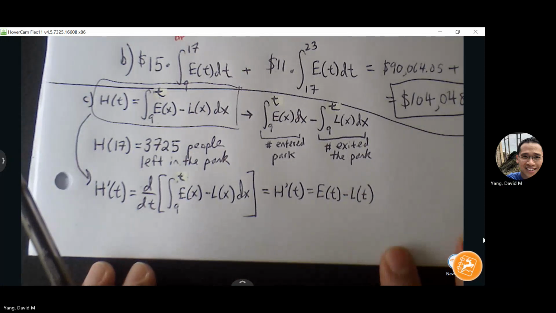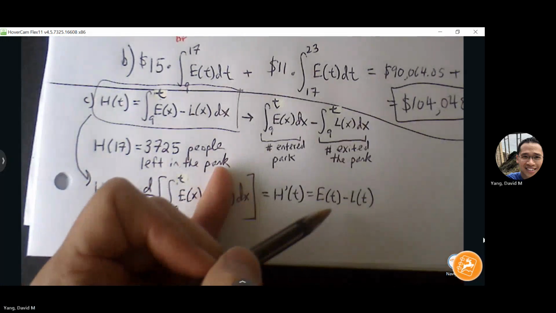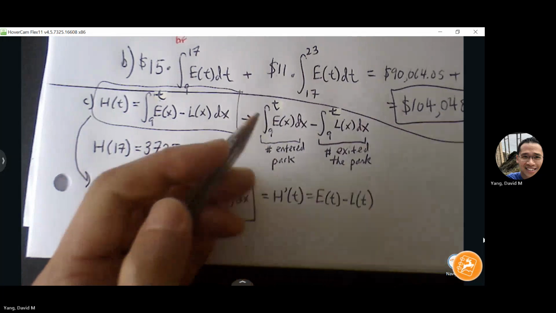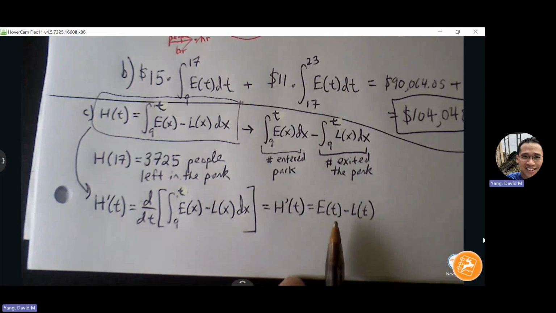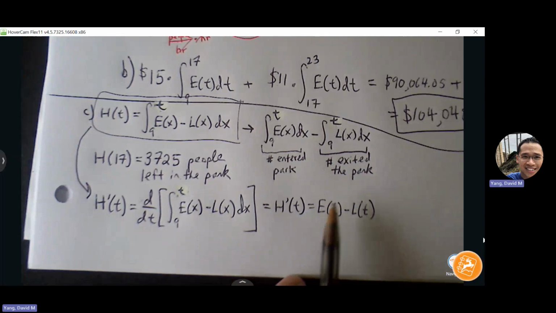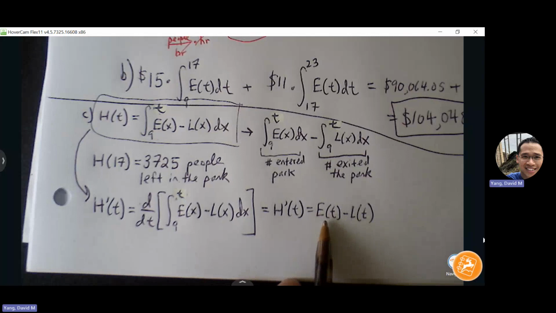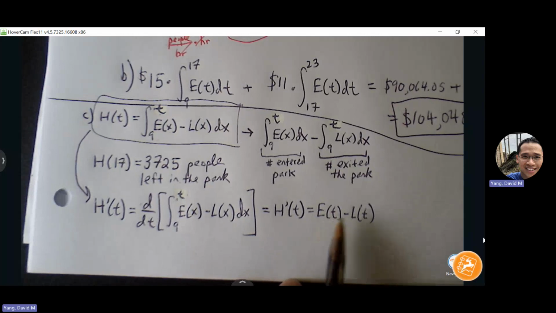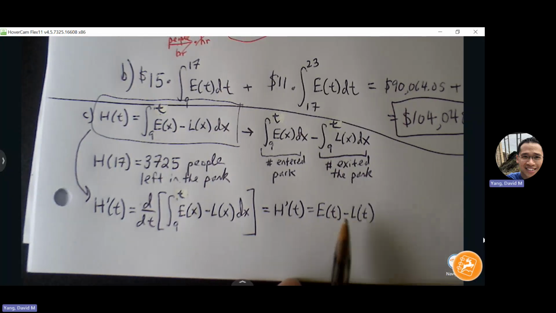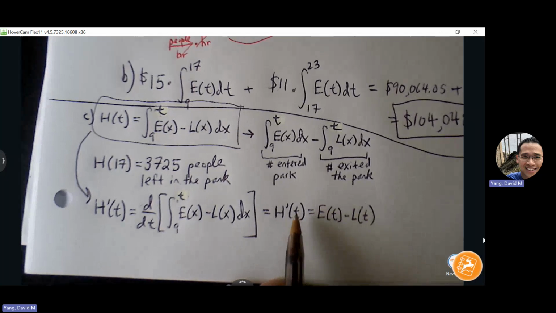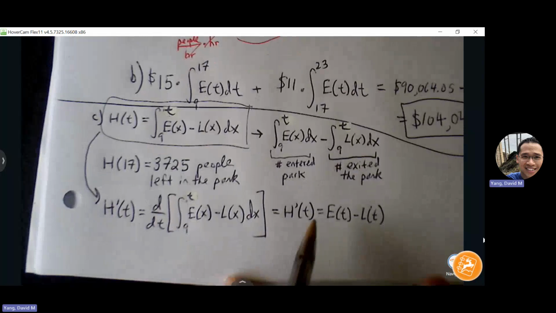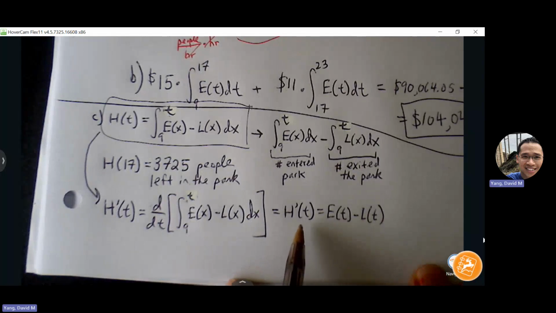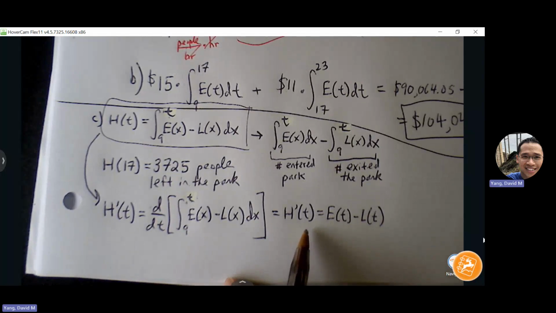Okay. It's the enter and exit both canceling out, to some extent, right? So what do you expect E of t to be at the beginning of the day? Higher. L of t is going to be lower, right? So we know that h prime is going to be a positive value at the beginning of the day because this is basically telling us the rate at which the park is growing. Is it growing or is it decreasing? The rate at which the number of people in the park is changing.